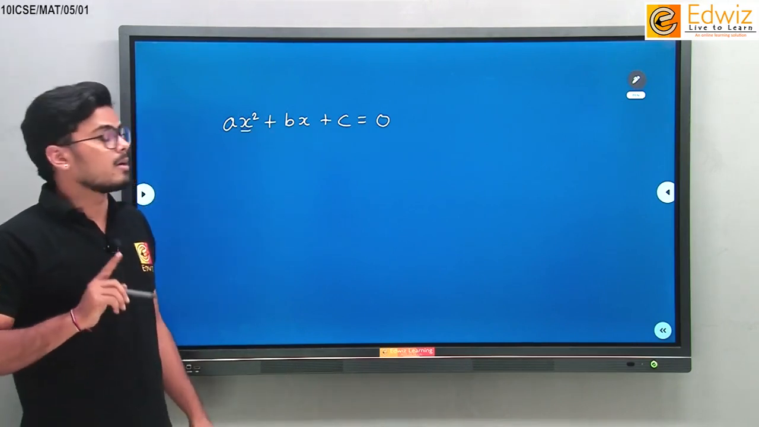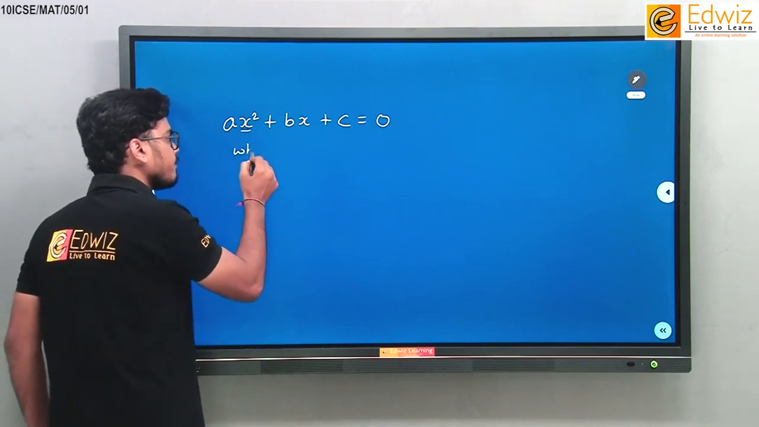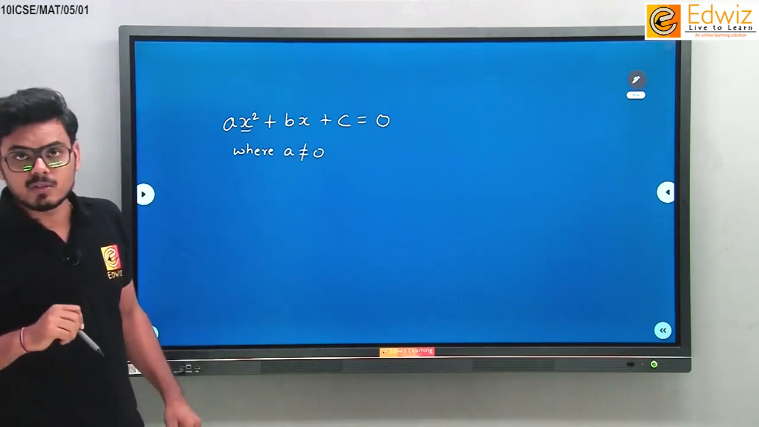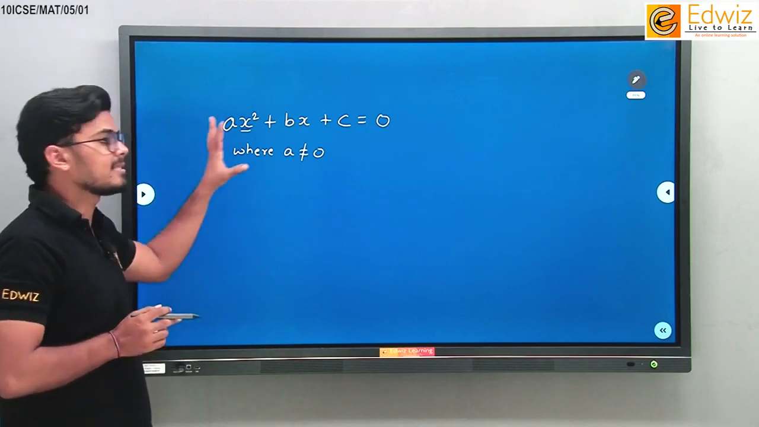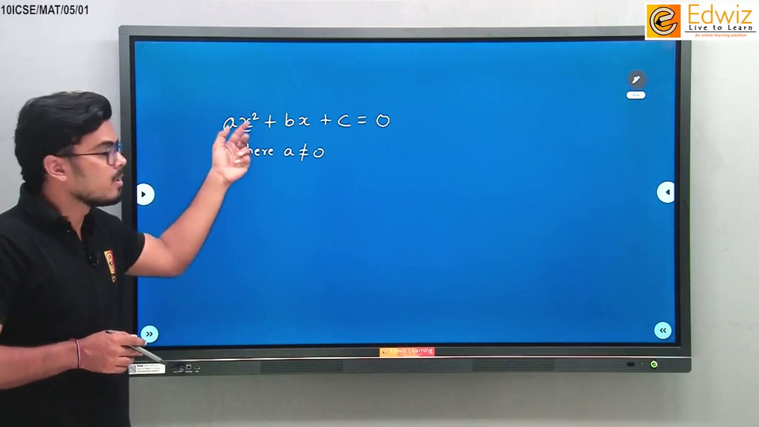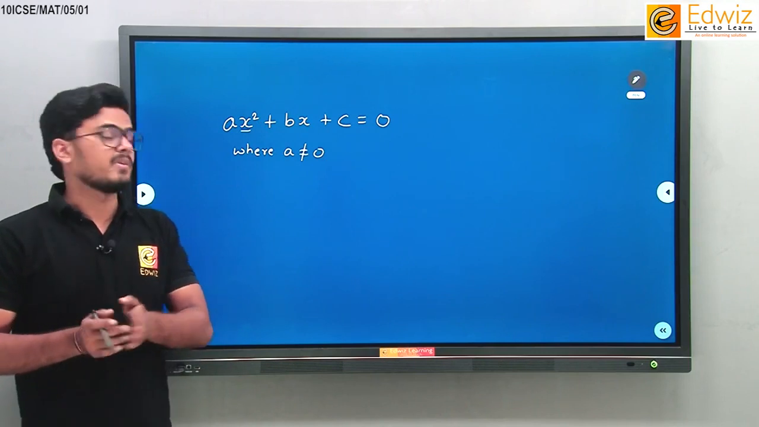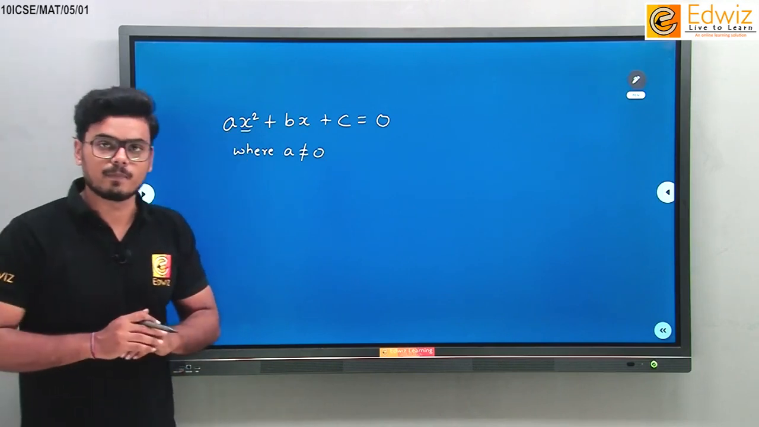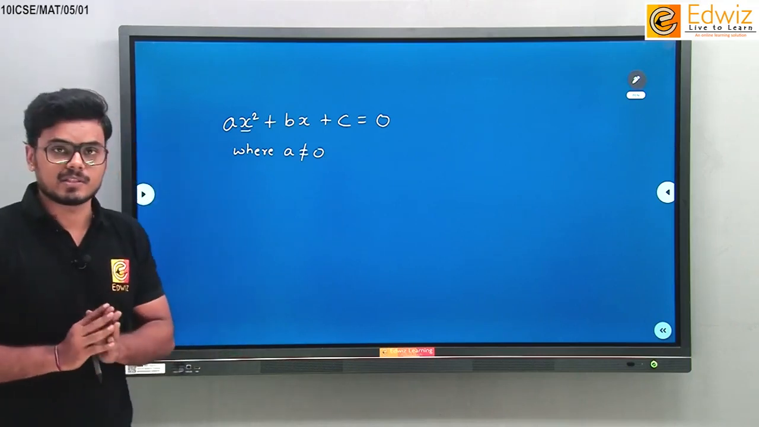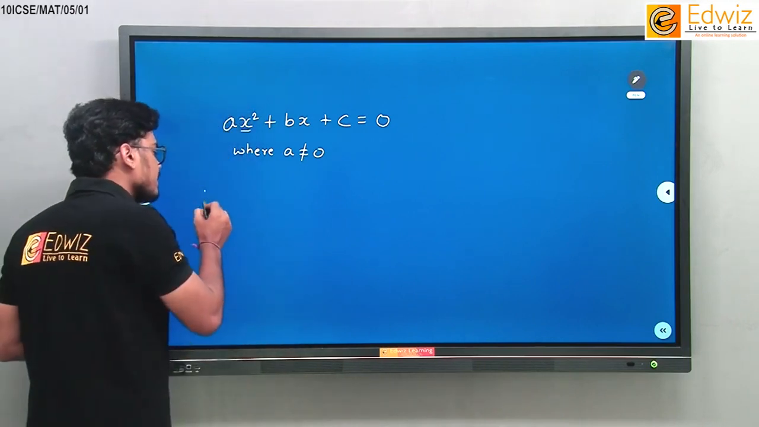But there is one more thing here that you must remember: a cannot be equal to 0. Why is it not equal to 0? Because if a is equal to 0, it's not a quadratic equation at all. A becomes 0, this entire term becomes 0, and the remaining part is just a linear equation. So if it is a quadratic equation, a cannot be equal to 0. Highest power should be 2. Only then it is a quadratic equation. Now this is the standard form of writing a quadratic equation. There is one more thing here that you must know.